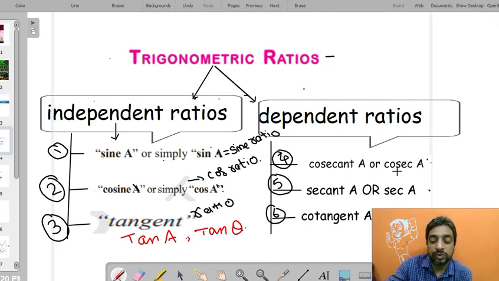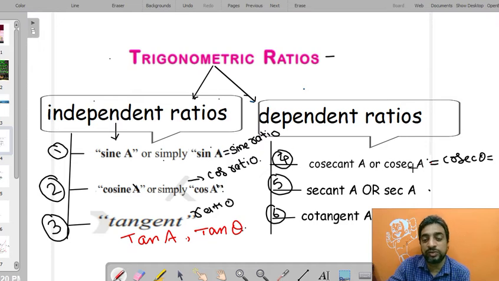Now cosecant A or cosec theta depends on sine. Sine and cosec are reciprocals, because the reverse of cosec is sine and the reverse of sine is cosec. In the same way, the reverse of cos is secant, and the reverse of secant is cos. The reverse of tan is cot, and the reverse of cot is tan. How are these possible? Let us see now.